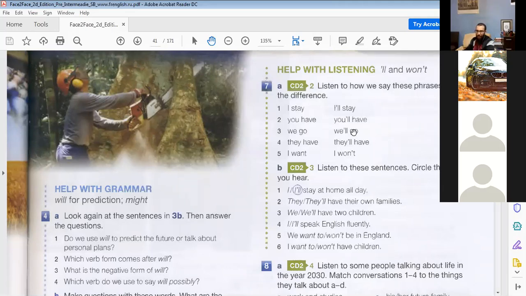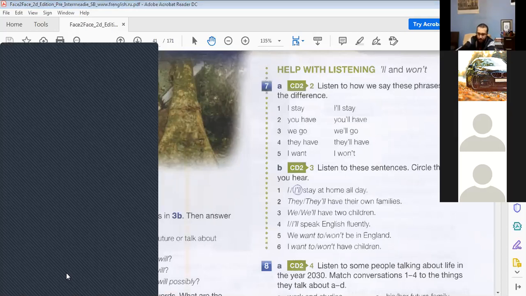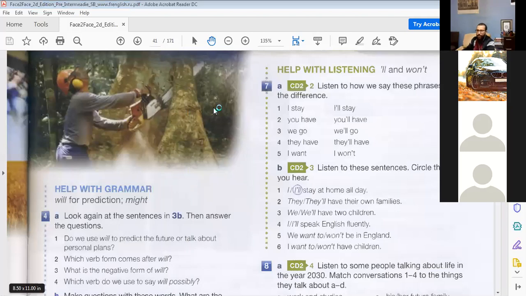And I want you to pay attention to the difference, because in the next exercise in part B, we're going to listen to one track, and you have to circle the right word. You have to decide, do they use will or without will? This is the point. So let's start with 7A first, and let me play the track for you so you can listen to it. Okay, so now just notice the difference, that's all. Listen to both of them and notice the difference.